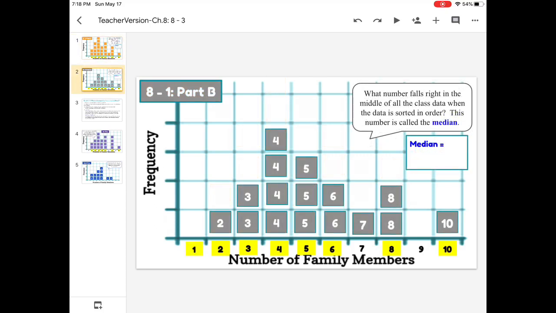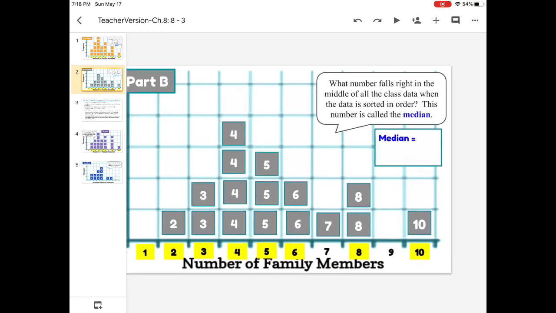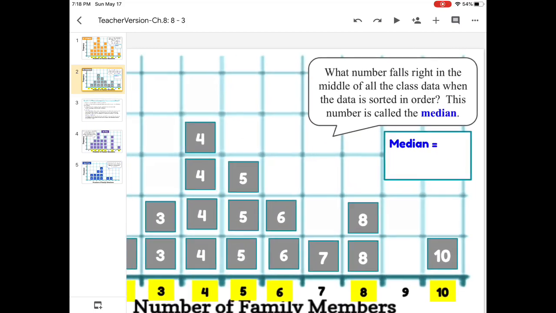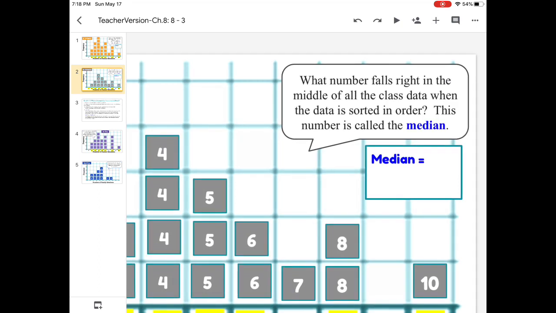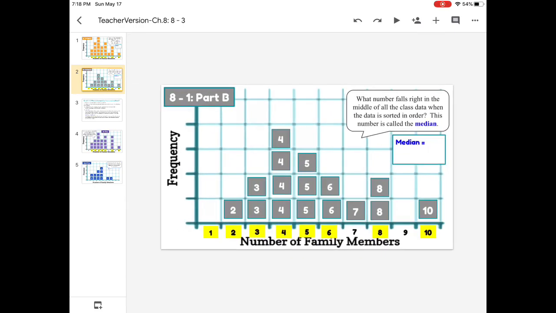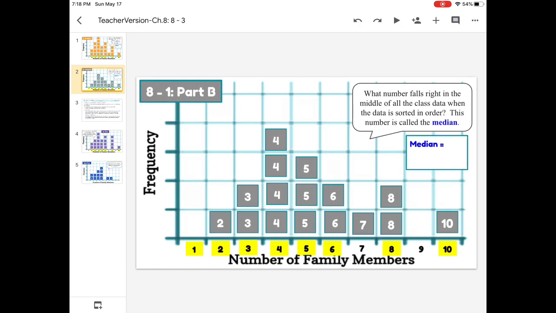Like I said, do not worry about what 8-1 says in the ebook because we are not in the classroom. We can't do it exactly the same. So what number falls in the middle of all the class data when the data is sorted in order? This number is called the median. So just like the problem mentions, it is the middle number if all the data was sorted in order from least to greatest. If you look at the data, luckily for you, it is actually in order from least to greatest.